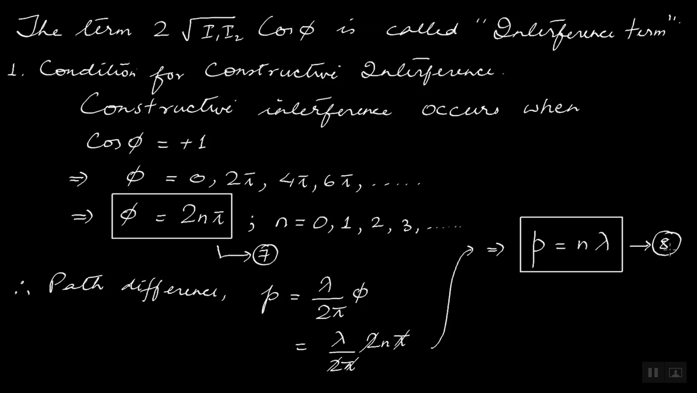So when will you get constructive interference? You will get constructive interference if the phase difference between the two waves is an even multiple of pi, or if the path difference between the two waves is a whole number multiple of lambda, the wavelength. Alright, so that is the condition for constructive interference. Let us now look at the condition for destructive interference.